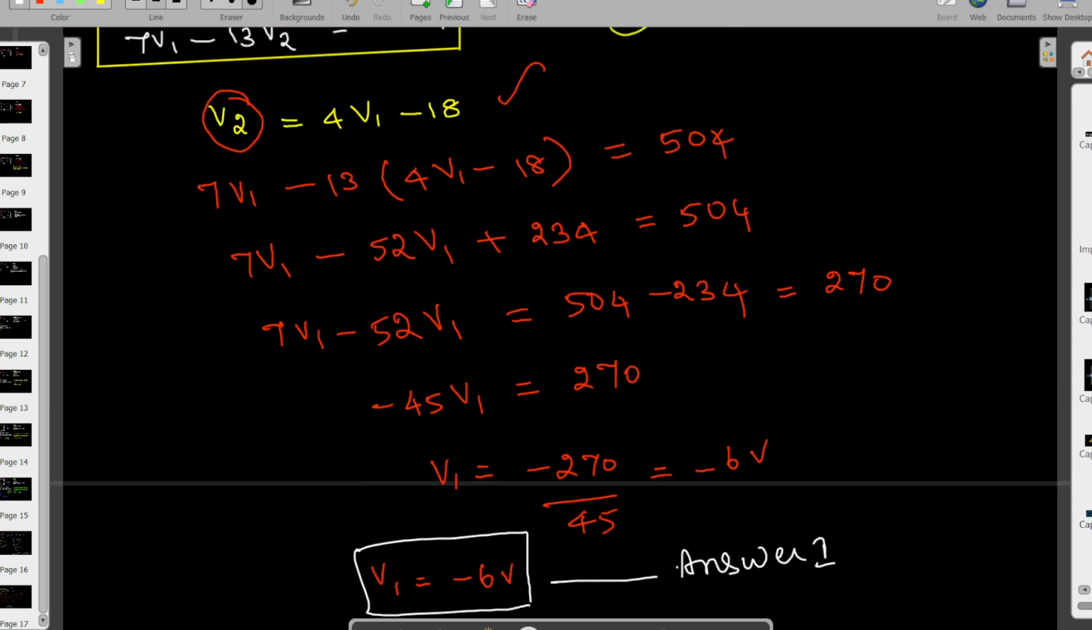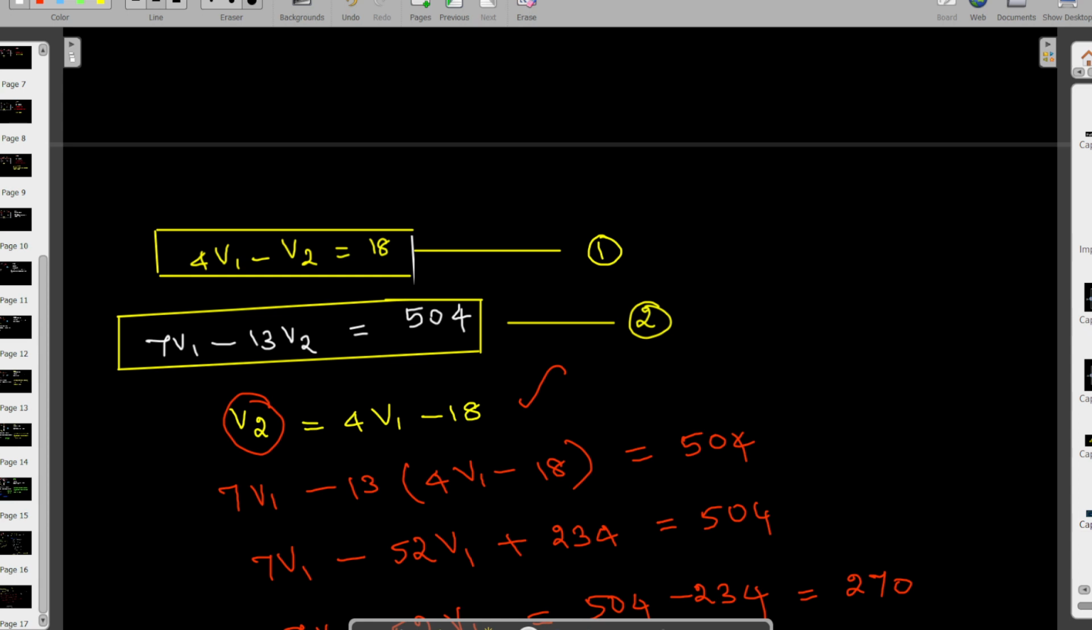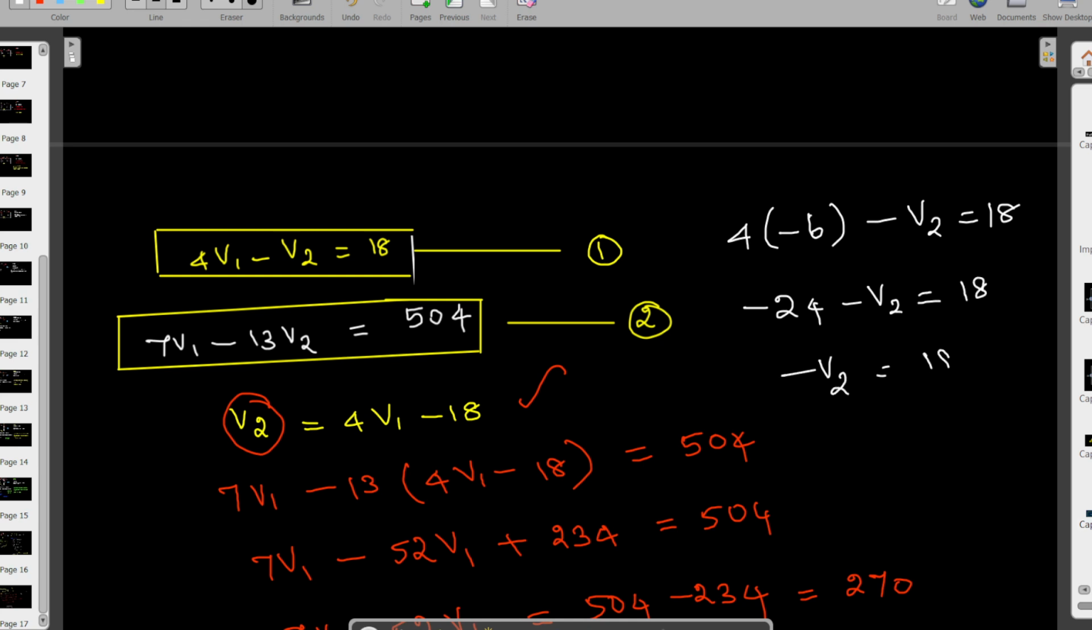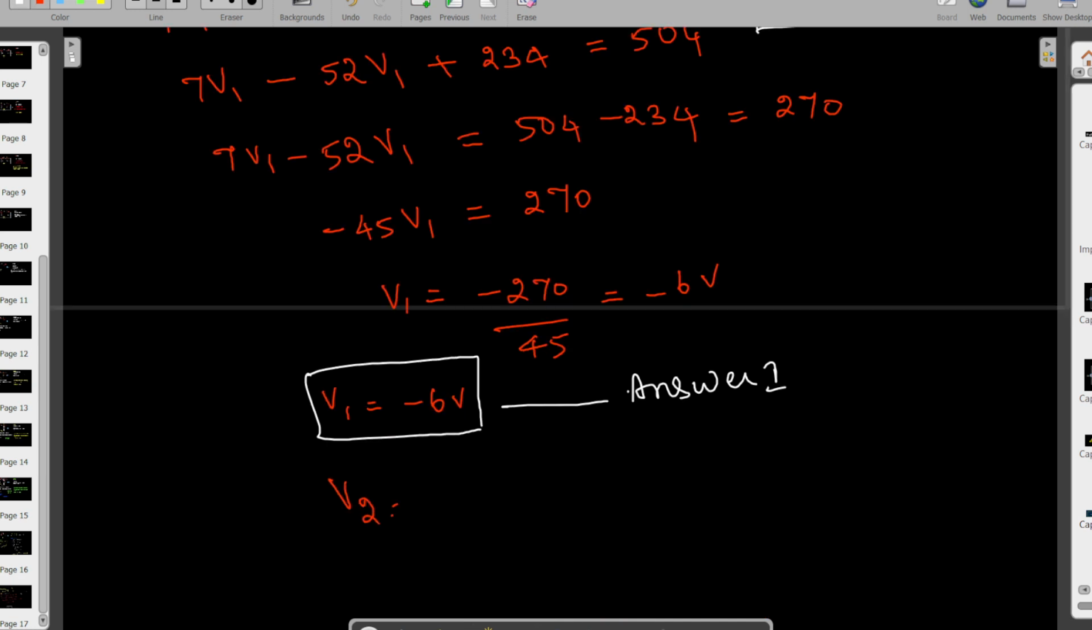Now substitute this V1 as minus 6 volts in the first equation or second equation. Let me choose the first equation. So it is 4 into minus 6, minus V2, that is equal to 18. So it is minus 24 minus V2 is equal to 18. So minus V2 is equal to 18 plus 24, so it is 42. So V2 is equal to minus 42 volts. So we got the second answer too. V2 is equal to minus 42 volts. This is the second answer.